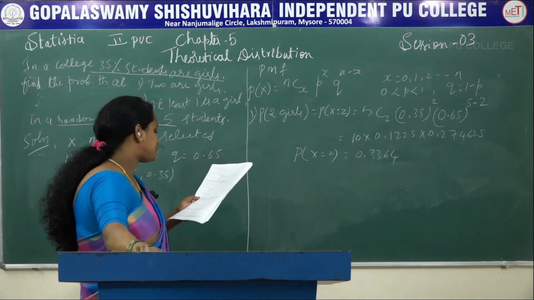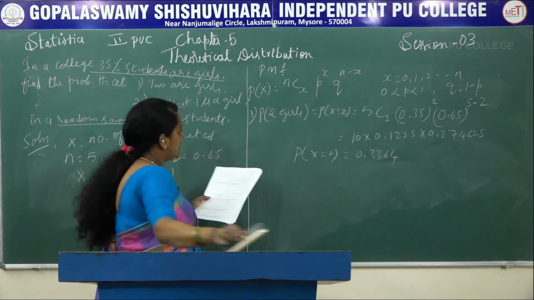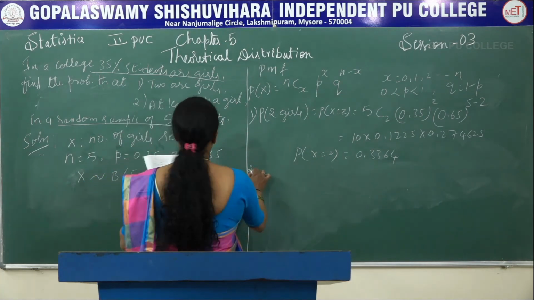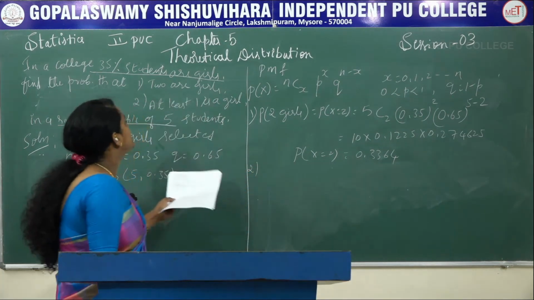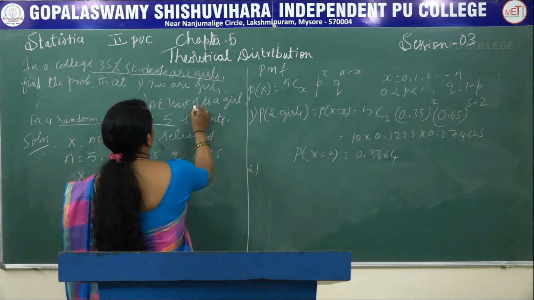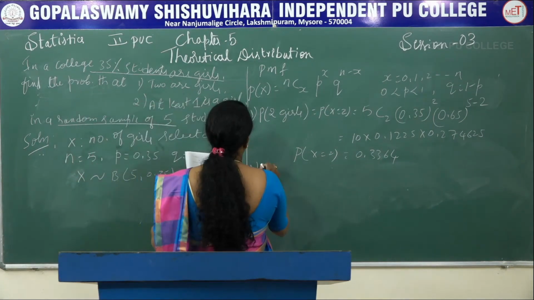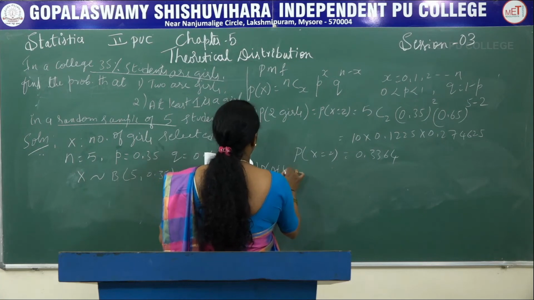Next is, okay, I'll solve this one here only. Second one is at least 1 is a girl. At least 1 is a girl. That is probability of at least 1 girl.